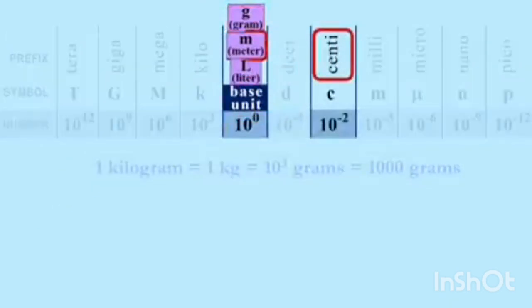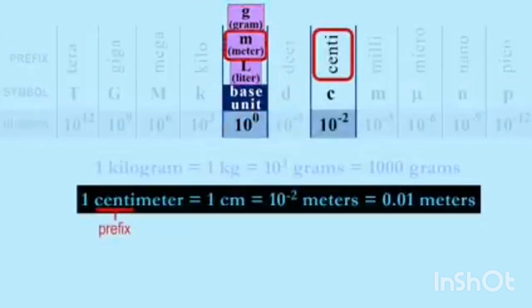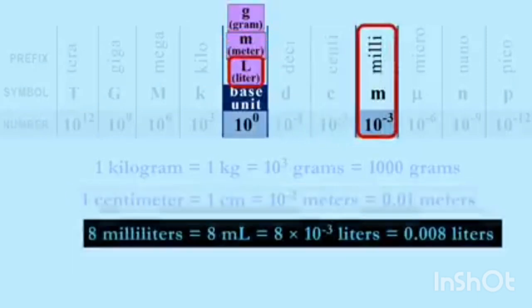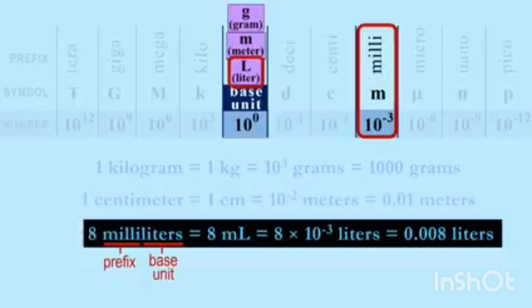Let's try centimeter with centi as prefix, meter as base. Its abbreviation is cm, which represents 10 to the negative 2 meters, or 0.01 meters. Lastly, it is very important to note that any number can be expressed using prefixes. Putting an 8 in front of millimeter gives us 8 millimeters, or 8 ml, which represents 8 times 10 to the negative 3 liters, or 0.008 liters.